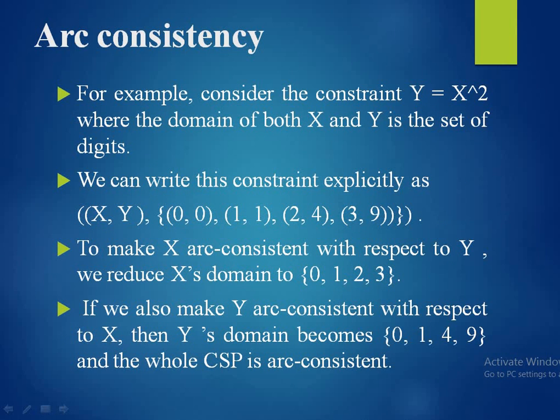For example, consider the constraint y equals x raised to 2, or x squared, where the domain of both x and y is the set of digits. We can write this constraint explicitly as the pairs (x, y): (0, 0), (1, 1), (2, 4), (3, 9). To make x arc consistent with respect to y, we reduce x's domain to 0, 1, 2, 3. If we also make y arc consistent with respect to x, then y's domain becomes 0, 1, 4, 9 and the whole CSP is arc consistent.